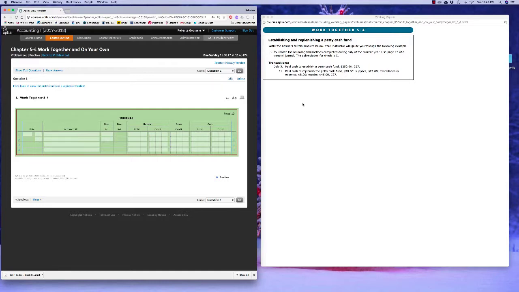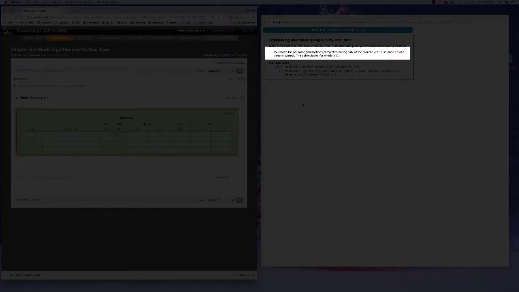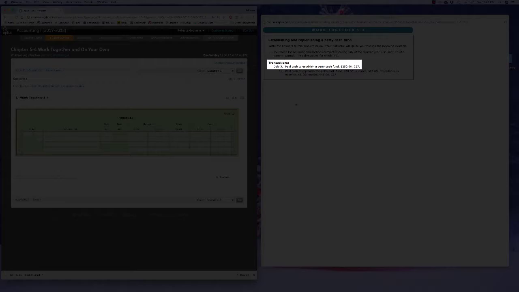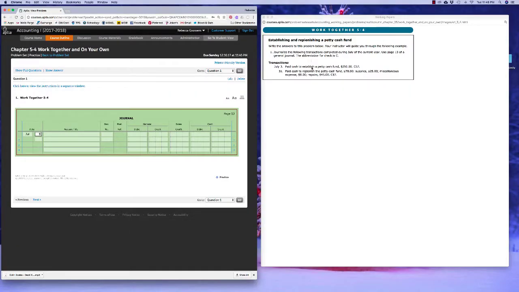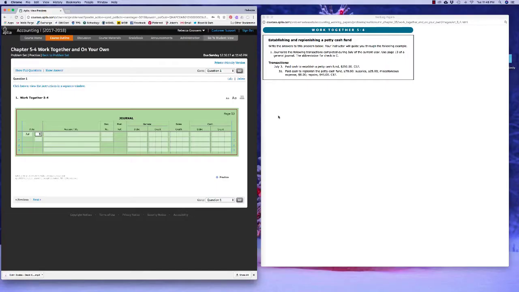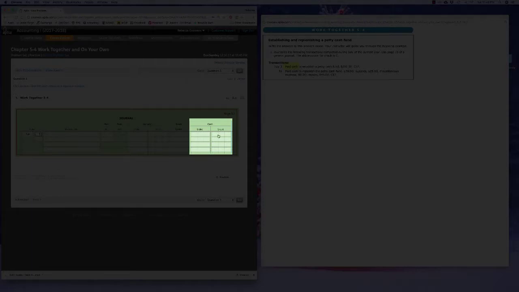So I've got the instructions over here on the right and my journal entry on the left. And it's telling us that it would like us to journalize the following transactions completed during July. And our first transaction occurs on July 3rd. So I'm going to go to my date and I'm going to type in July 3rd. And it says that we have paid cash to establish a petty cash fund. So my first keyword here is paid cash. So I'm going to go to my cash special amount column. A payment of cash is a credit of $250, since that's the amount.